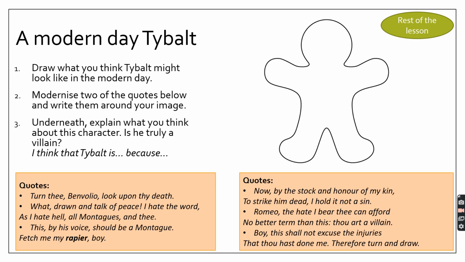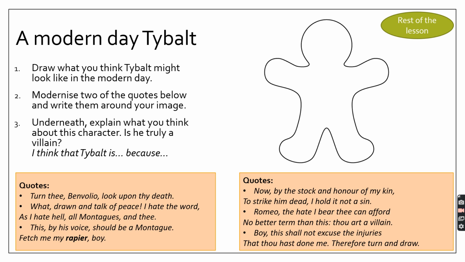So these quotes here, a lot of them are a little difficult to understand, so I'm just going to go through them. He says, "Turn thee, Benvolio, look upon thy death." "What, drawn in talk of peace, I hate the word as I hate hell, all Montagues and thee." "This by his voice should be a Montague, fetch me my rapier, boy." "Now by the stock and honour of my kin, to strike him dead, I hold it not a sin."